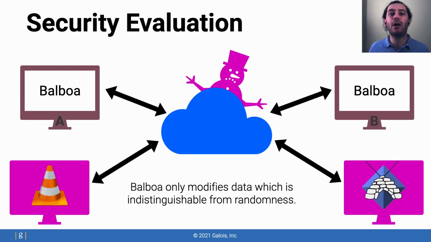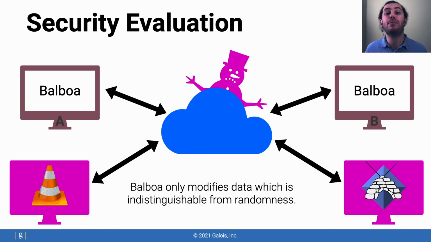To evaluate Balboa's security, first note that 1. Balboa only modifies data which is indistinguishable from randomness to the adversary, and 2, because of Balboa's use of dynamic library injection, it preserves all socket options and all lengths of all buffers that are sent to and from the operating system. As a result, the only way in which Balboa's network footprint can diverge from the network footprint of the target application is in the timing of the rewriting that Balboa performs on network buffers.